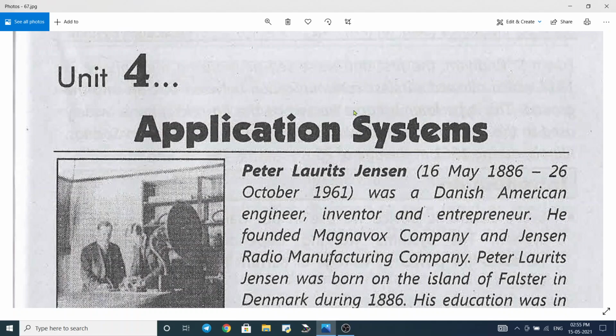So when we use the word system, it is different than the circuit. The electronic system uses more than one circuit, a number of circuits. And these number of circuits are used for a particular application, a real life application.